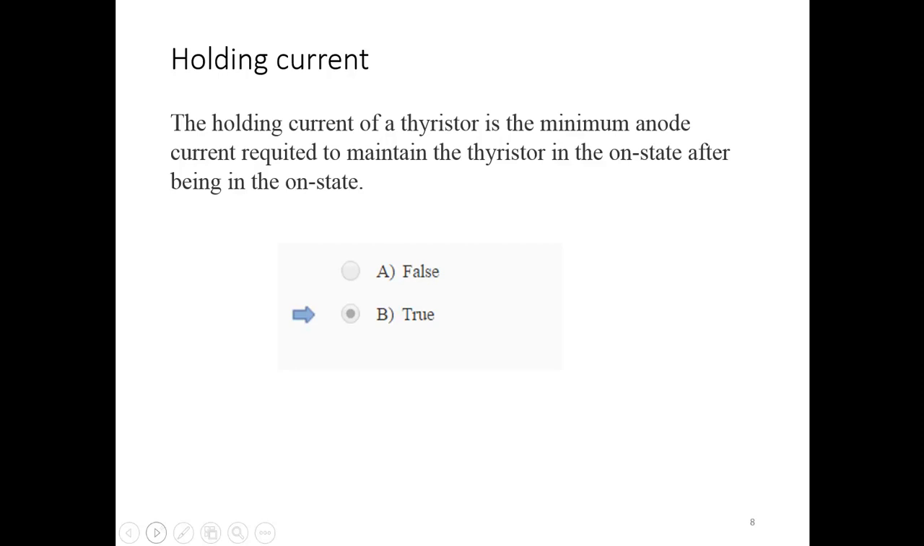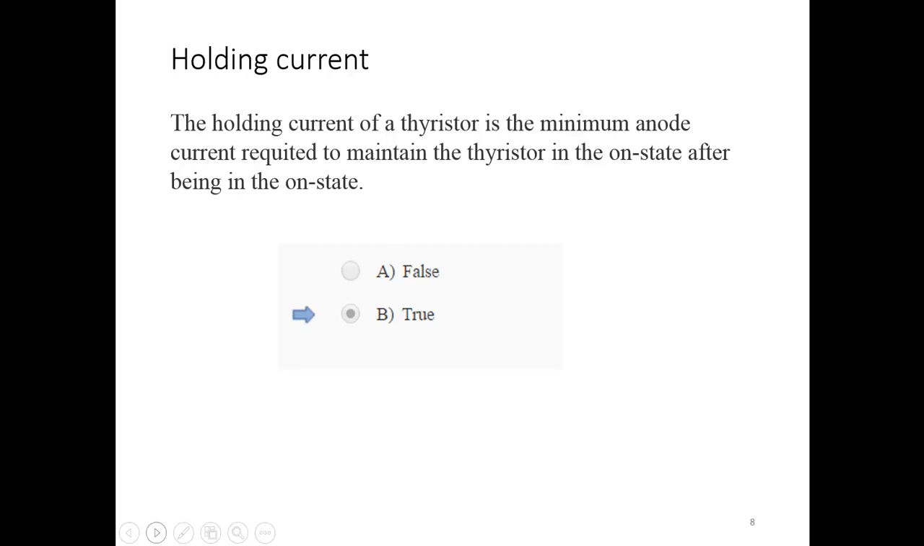The holding current is the minimum current required to maintain the thyristor on. That's true, because once you turn on the gate, once you turn on the device, there has to be a minimum current to hold it on. That means that's the minimum current you need to hold it on. What does it basically mean?